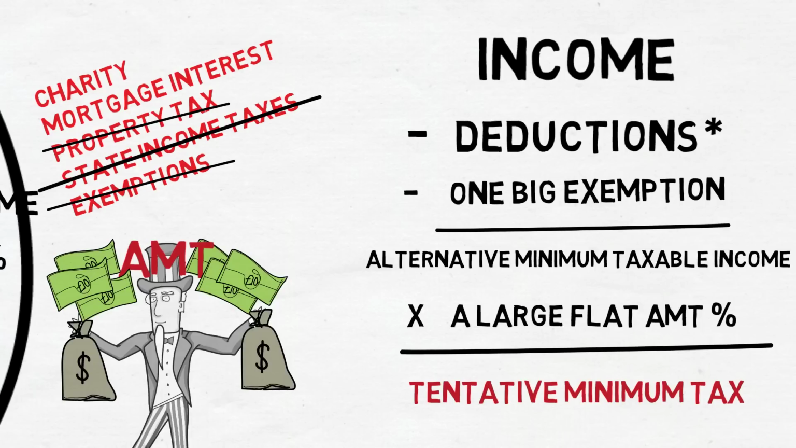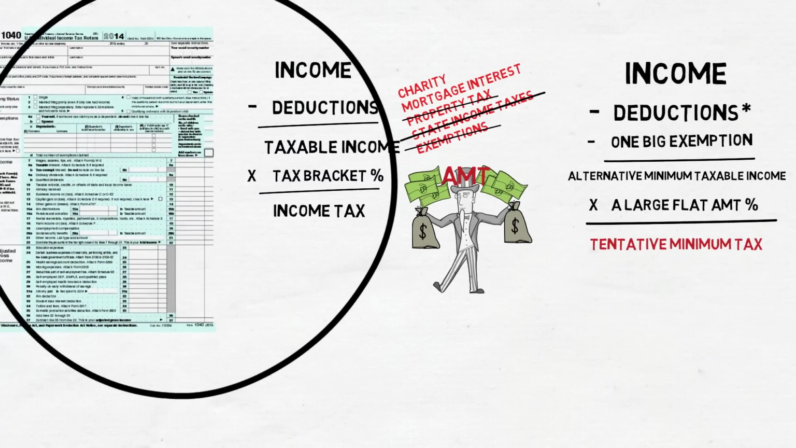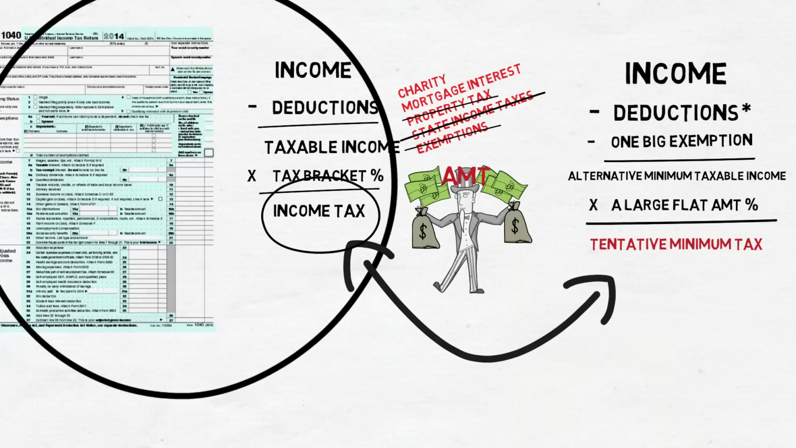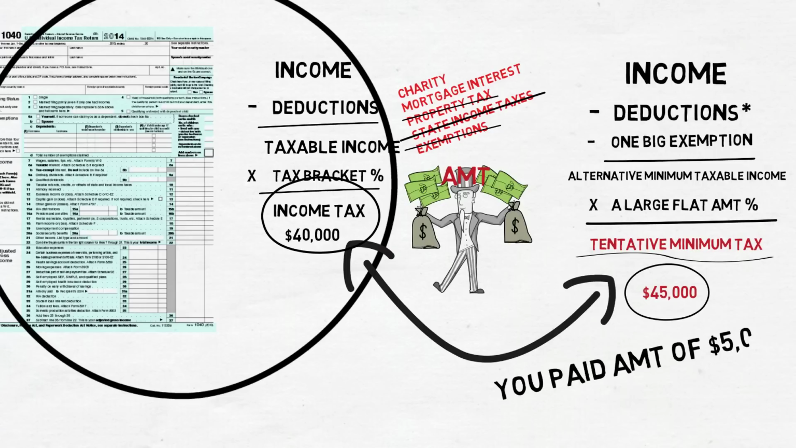Now it's tentative because the IRS says you're going to pay the higher between the two, whether it's tentative minimum tax or your income tax. So if your income tax is higher than this tentative minimum tax calculation, then congratulations, you don't owe any AMT. But let's say on the income tax side you owed $40,000, while on the tentative minimum tax side we calculated that it's $45,000. Because this amount is higher, you've technically paid AMT of $5,000.